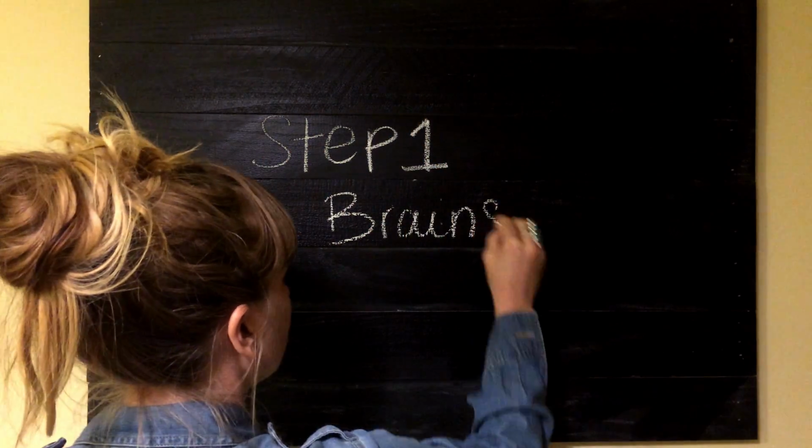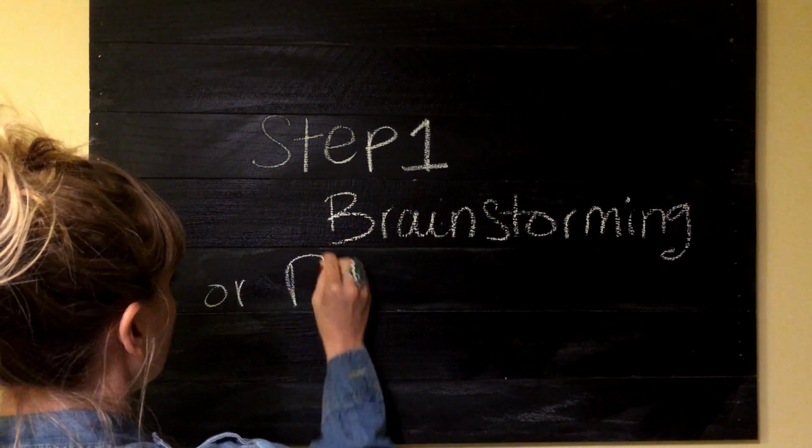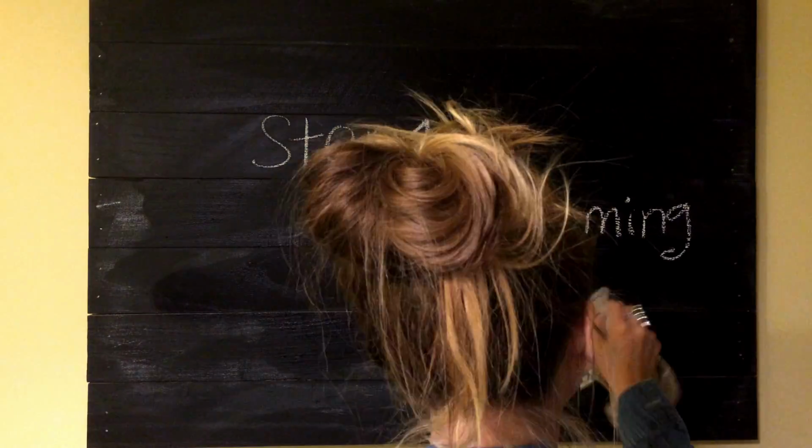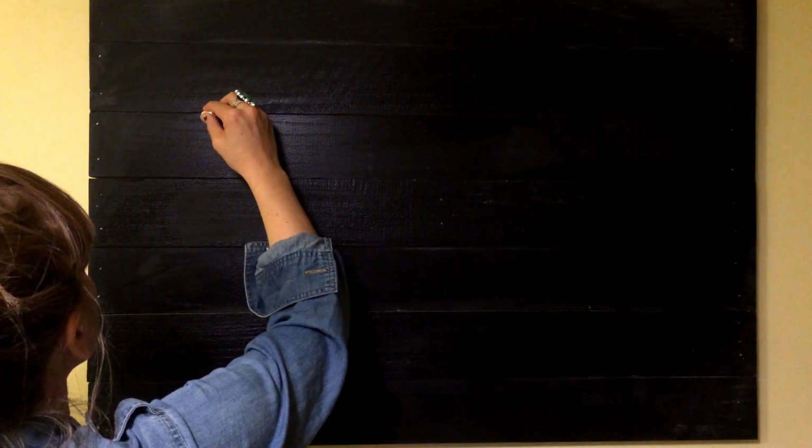Here are some ways to organize your ideas. And when you do that, organize your ideas before you write. It's called pre-writing or brainstorming. This is the first step in the entire writing process. Whenever we write, we want to move through these stages. So let's focus on stage 1.